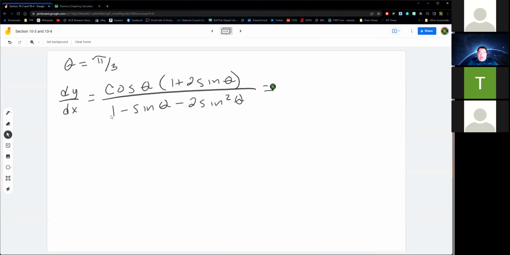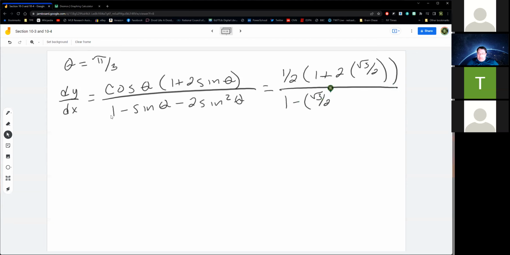So let's plug it in. We've got cosine of pi over 3. So cosine of pi over 3 was 1/2. And then 1 plus 2 sine theta, and sine of pi over 3 is square root of 3 over 2. Then 1 minus square root of 3 over 2 minus 2 times square root of 3 over 2 squared.